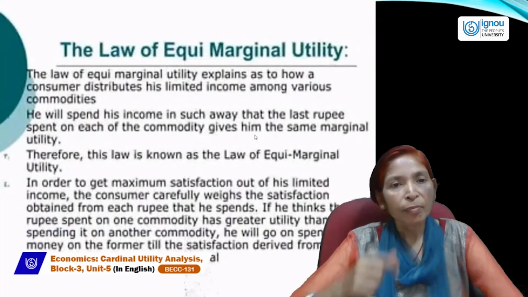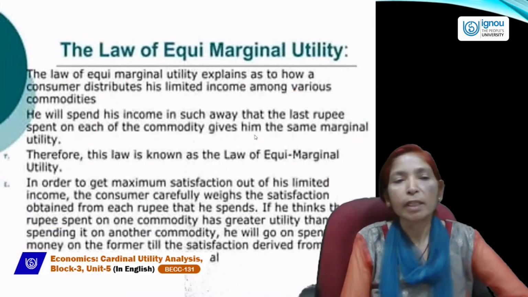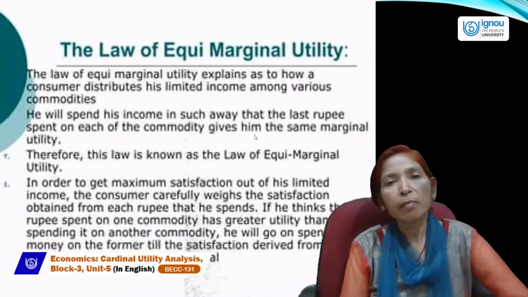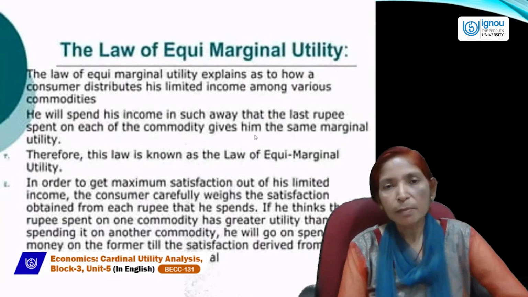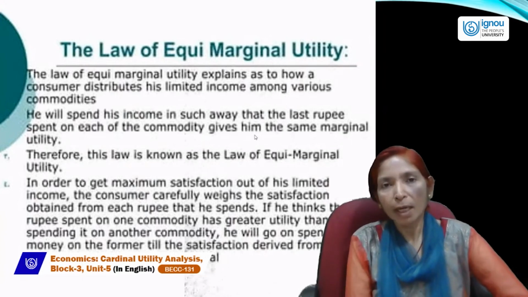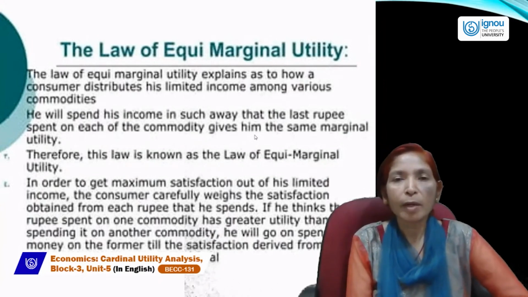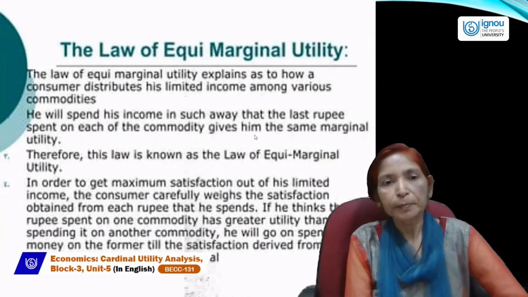Now next is the law of equi-marginal utility. What is the meaning of this equi-marginal utility? The law of equi-marginal utility is applicable in case of two commodities or several commodities. We know that the law of diminishing marginal utility is based on a single commodity, but equi means equal. So the law of equi-marginal utility is based on two commodities or more than two, or several commodities.